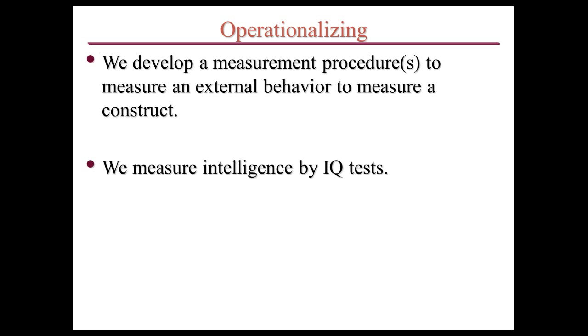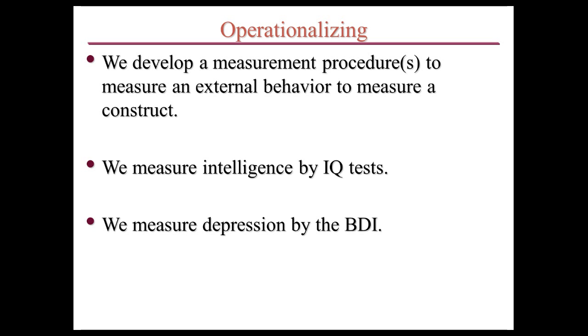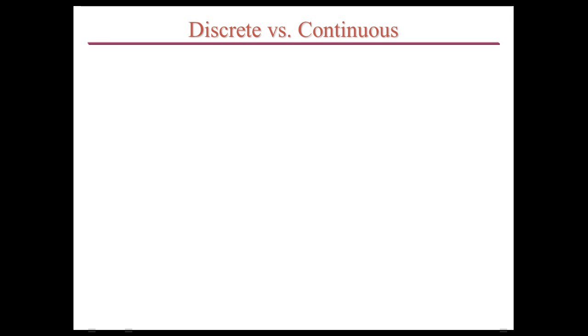Okay, so another way to think about it is IQ, or intelligence, which we measure by IQ tests. So that's a way of operationalizing. We measure depression by the BDI, Beck's Depression Inventory. That's one. There's a couple more. And same thing for IQ tests. There are different measures of that.